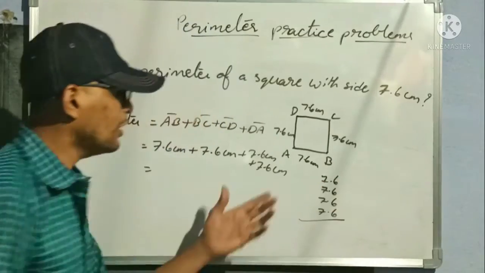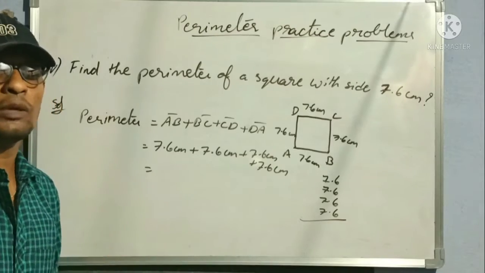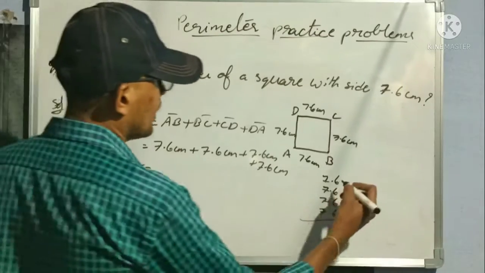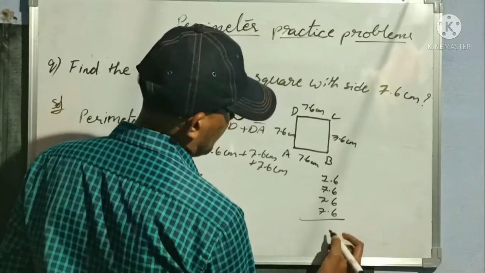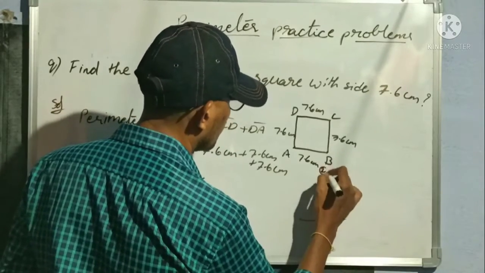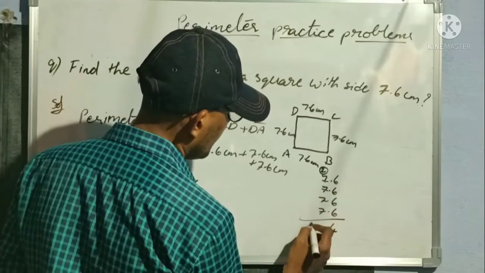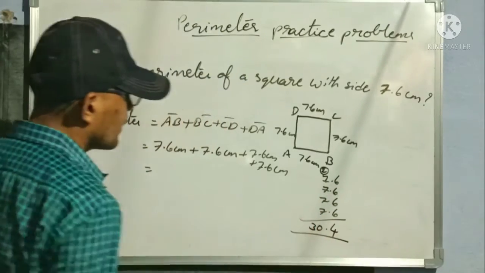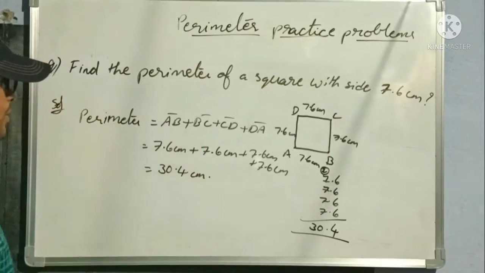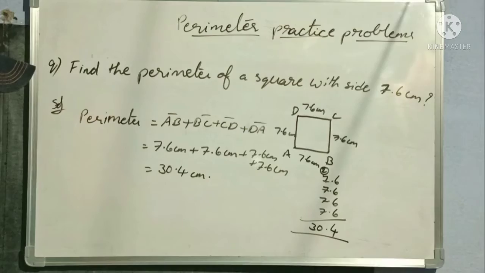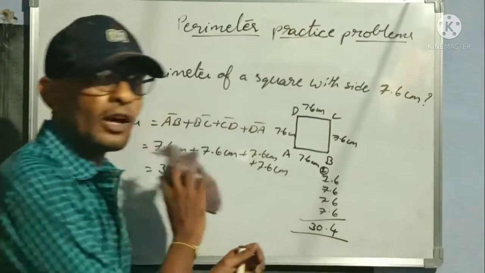See here, when we don't know mathematics, then addition is the simplest method of doing problems. So first go for addition. 6 plus 6 is 12, plus 6 is 18, plus 6 is 24. Right? 7 plus 2 is 9, 9 plus 7 is 16, plus 7 is 23, plus 7 is 30. Right? My answer is 30.4 centimeters. Clear? This is how we have to find the perimeter when we don't know the formula.